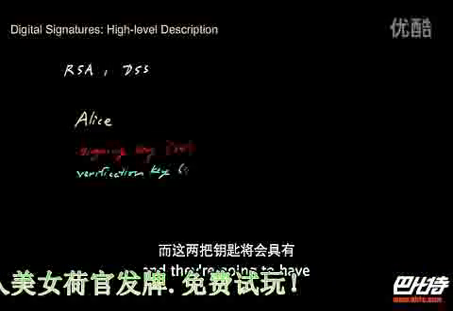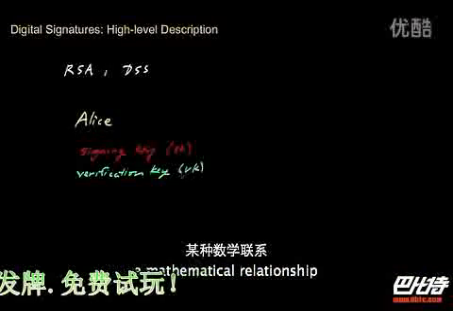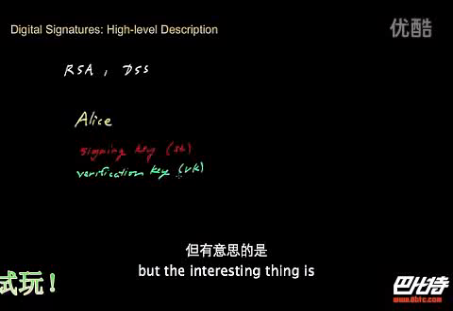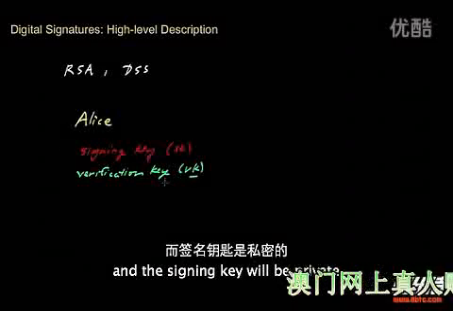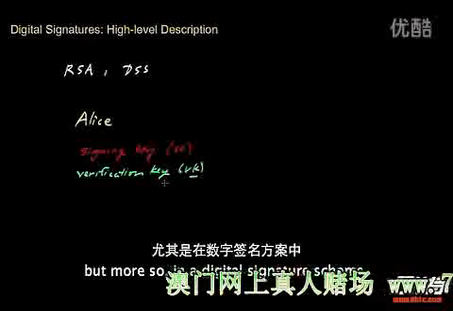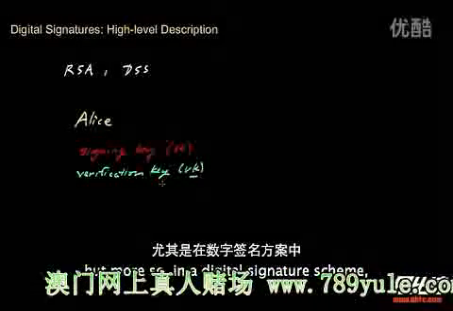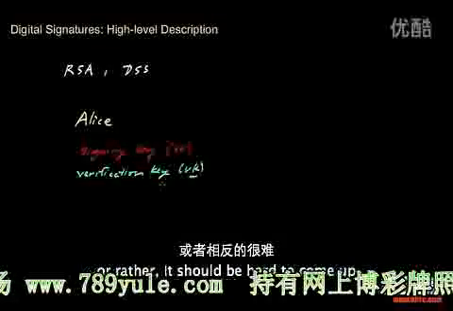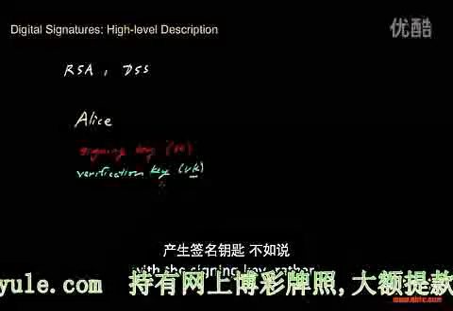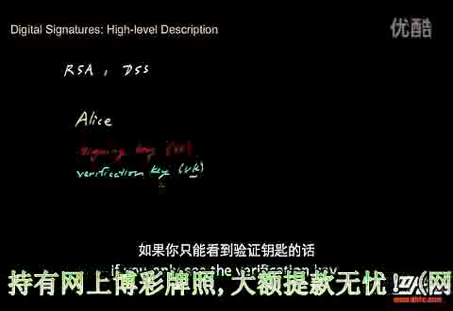The actual process of coming up with the signing key and the verification key happens concurrently. Alice will generate these two keys at the same time, and they're going to have a mathematical relationship. The interesting thing is that you want the verification key to be public and the signing key to be private. More so, in a digital signature scheme, it should be hard to come up with the signing key if you only see the verification key.